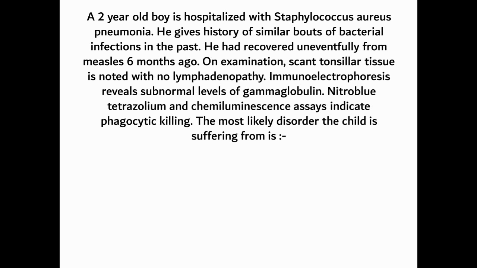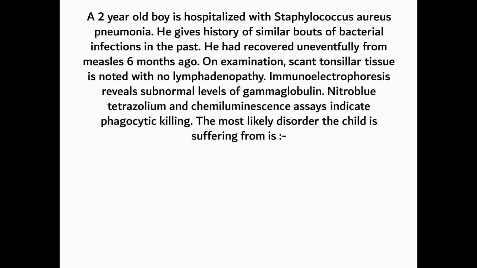First case of today is a 2-year-old boy hospitalized with Staphylococcus aureus pneumonia. He gives history of similar bouts of bacterial infections in the past. He had recovered uneventfully from measles 6 months ago. On examination, scant tonsillar tissue is noted with no lymphadenopathy. Immunoelectrophoresis reveals subnormal levels of gamma globulin. Nitroblue-tetrazolium and chemiluminescence assays indicate normal phagocytic killing. The most likely disorder the child is suffering from is.